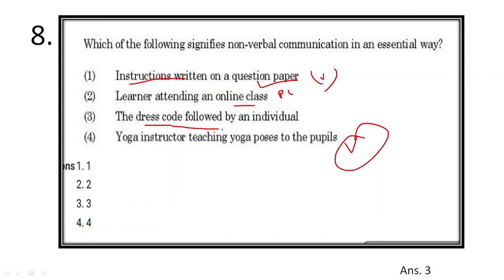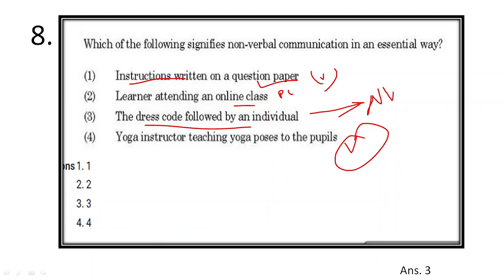The dress code followed by an individual is a non-verbal communication. If you are wearing casual dress, formal dress, that delivers a message, that delivers the idea of what you are for, how serious you are, or maybe that communicates something about you. So that helps create the environment of communication. So dress code is a non-verbal form of communication.